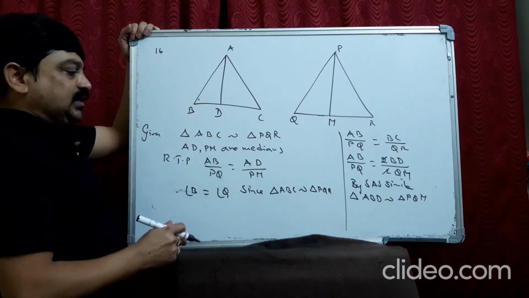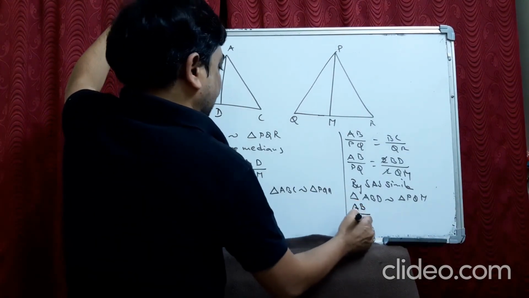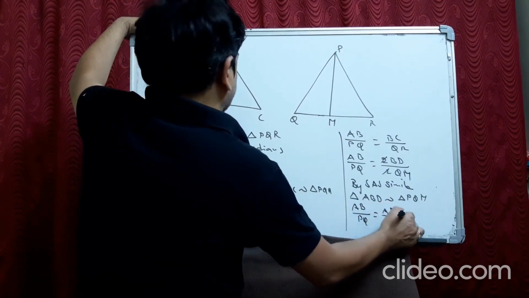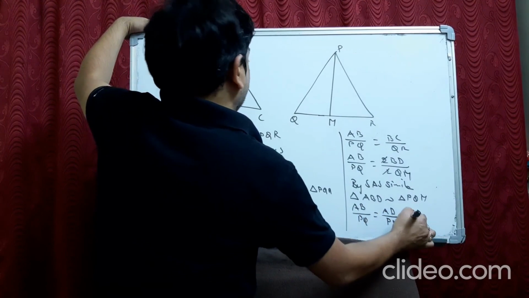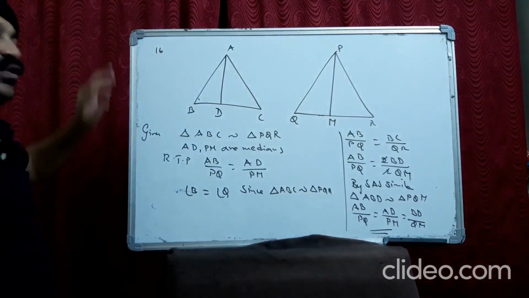When these two triangles are similar, what happens? You can compare the sides. So AB by PQ is equal to AD by PM is equal to BD by QM. Actually, it is not required. We are asked to prove only the first two things.